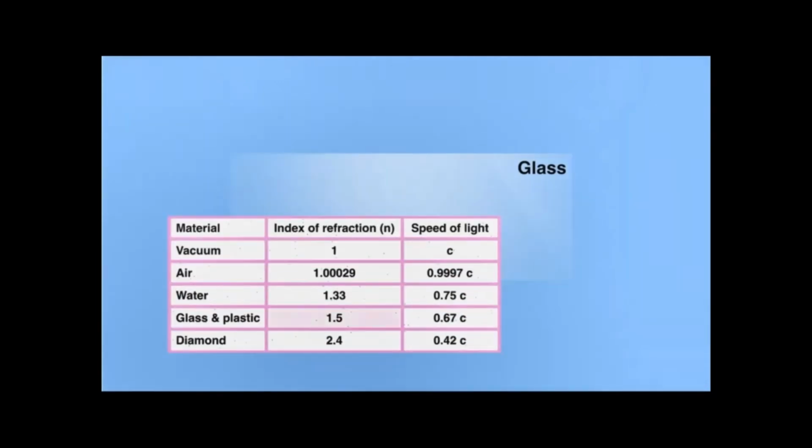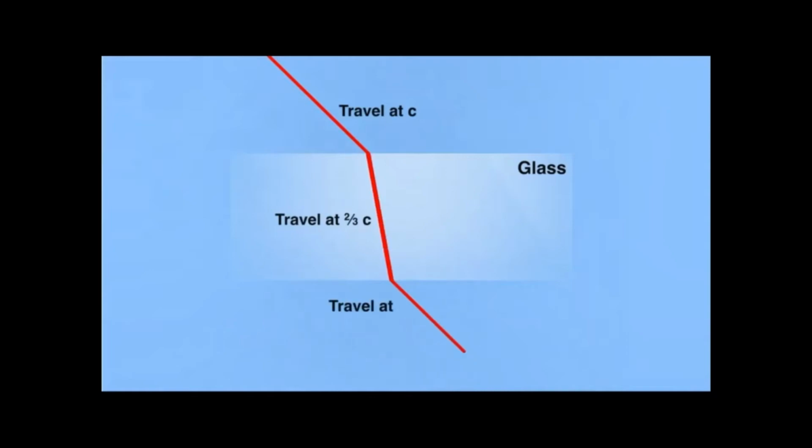So suppose you have a piece of glass with an index of refraction equal to 1.5. That means that light will travel at 2/3 the speed of light in the glass. If you shoot a laser at the glass, the light from the laser will travel at the speed of light until it hits the surface of the glass. When it hits the surface of the glass, the light will slow down to 2/3 its original speed, and it will change its direction. Once the light gets to the other side of the glass, it will emerge from the glass, change its direction, and move again at the speed of light.